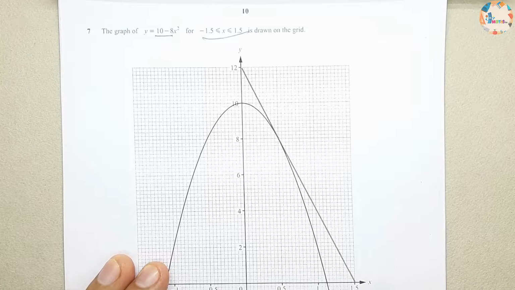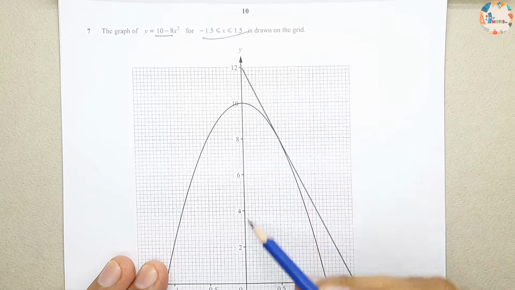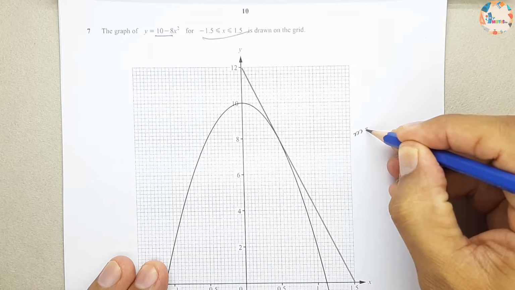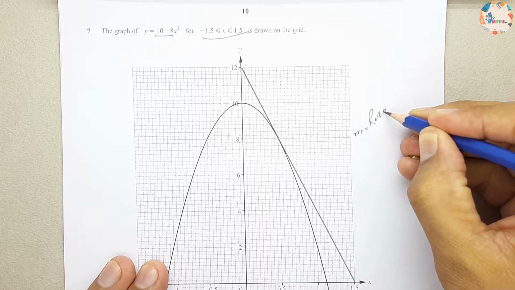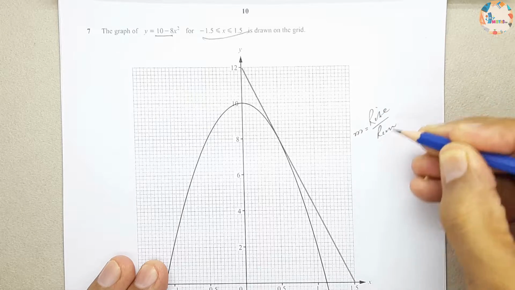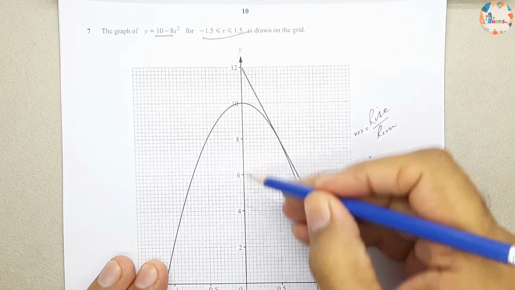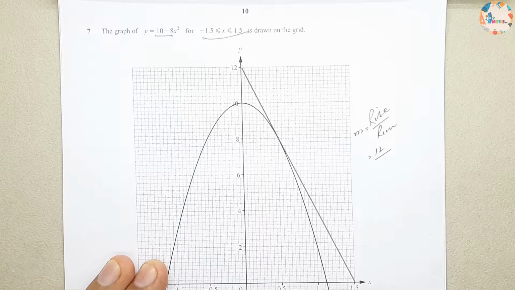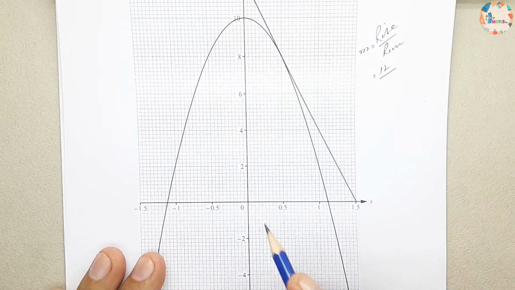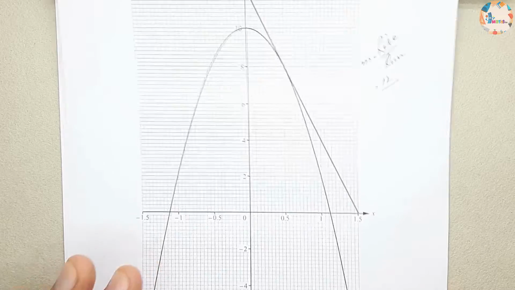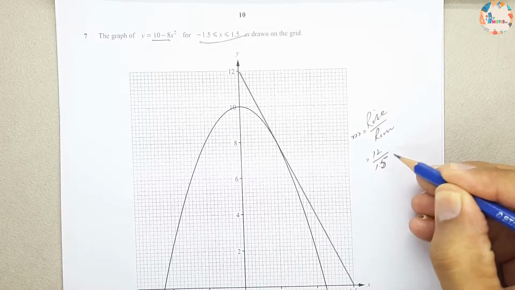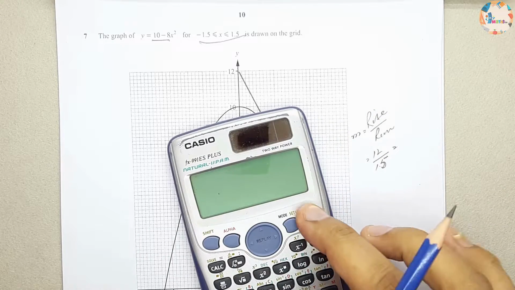Now we have to find the gradient, and we can use this whole triangle, so m value, the gradient, will be rise over run. Rise will be this side, so this is 12, and run will be on the x-axis side, up to 1.5, so 12 divided by 1.5, and this one we can calculate.